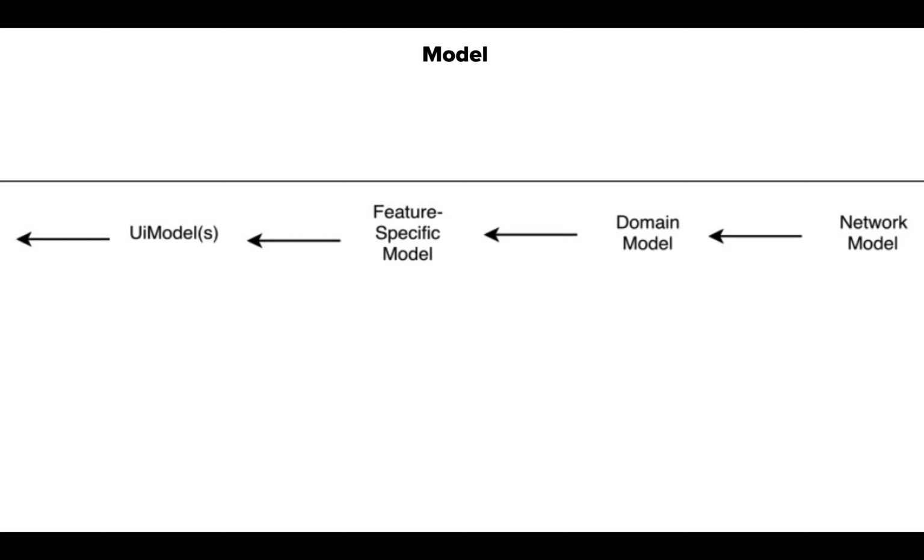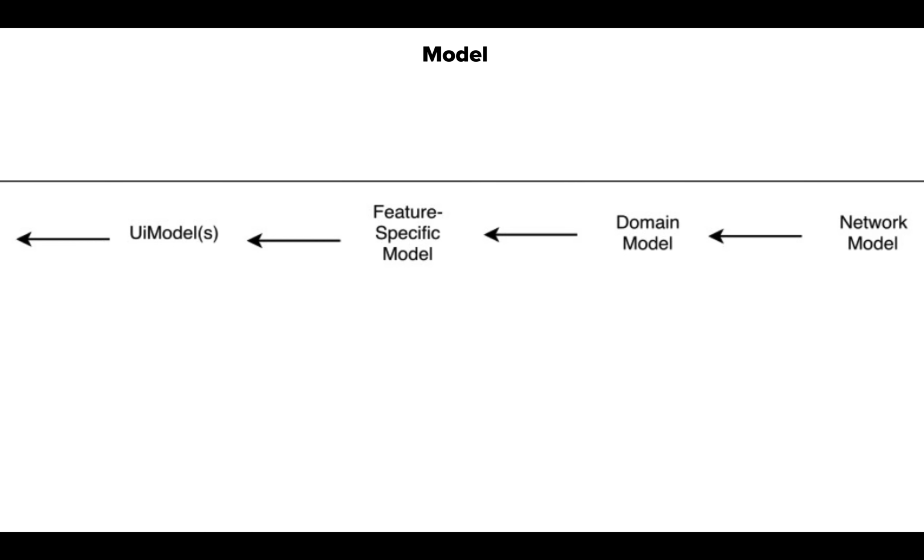So, model. There can be different types of model. Model can be UI related, which is not the same as UI models. It can be a feature specific model, domain model and network model. So we can consider that a model persists some information which will be used in the UI, and also in other places. Ideally, a model should not contain any business logic.